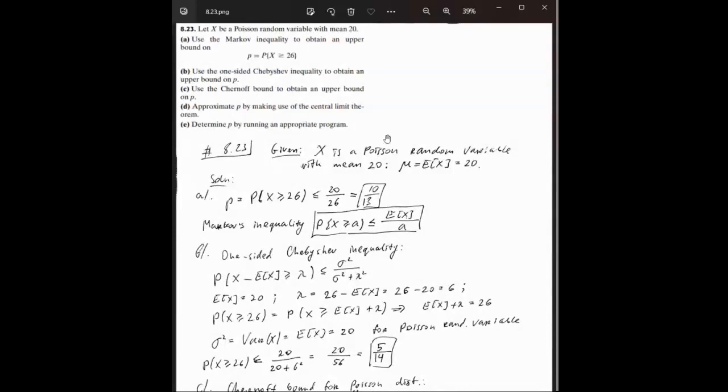The question 8.23. Let X be a Poisson random variable with mean 20. And we have five questions. First one, use the Markov inequality to obtain an upper bound on P, the probability of X greater than or equal to 26.